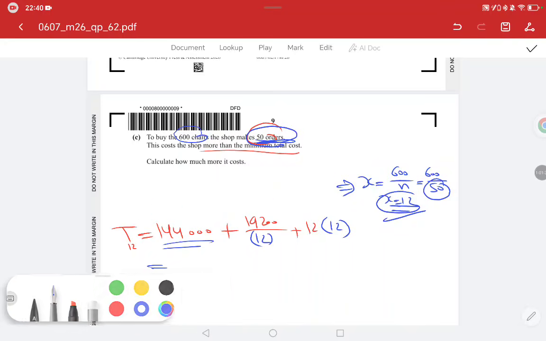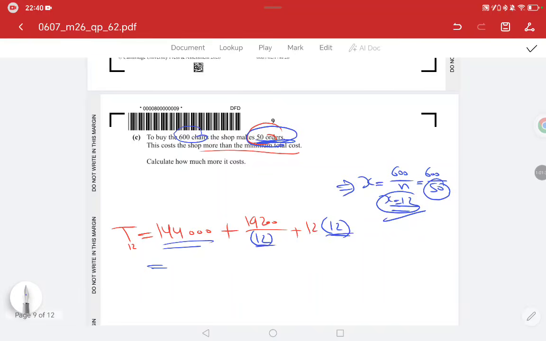Okay, good. Now if you substitute by 12, what will be the cost? Let's calculate this one. This is 144,000 plus 190,200 over 12 plus 144. Oh, this one is a big number. Yeah, of course. So in this case it is 145,744.